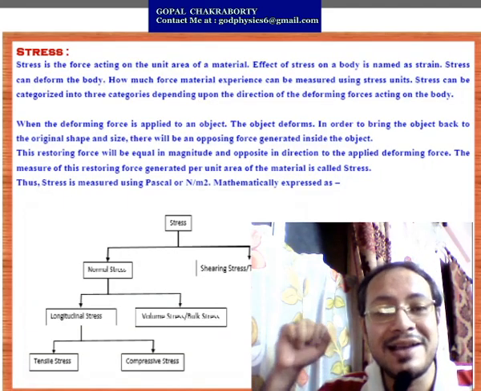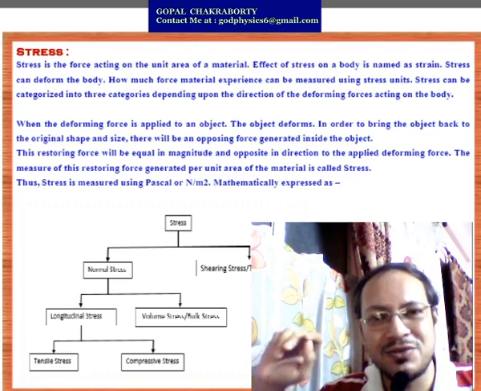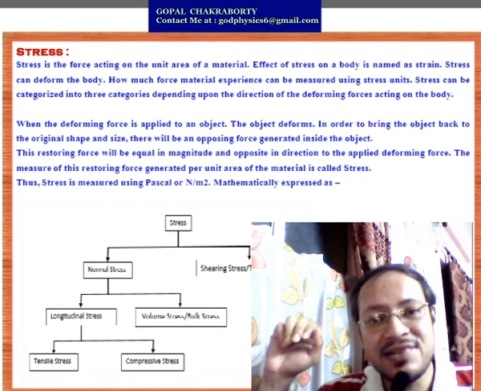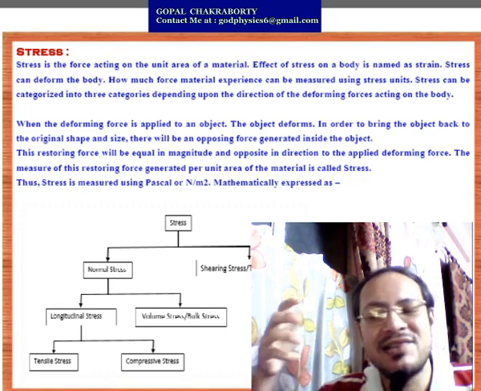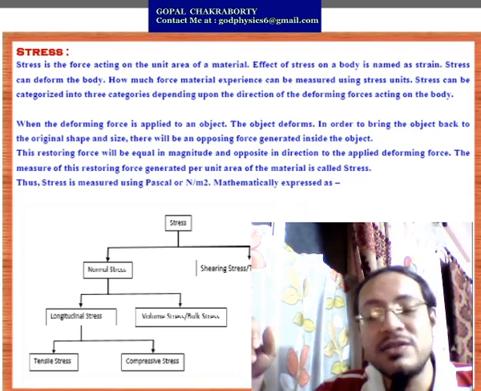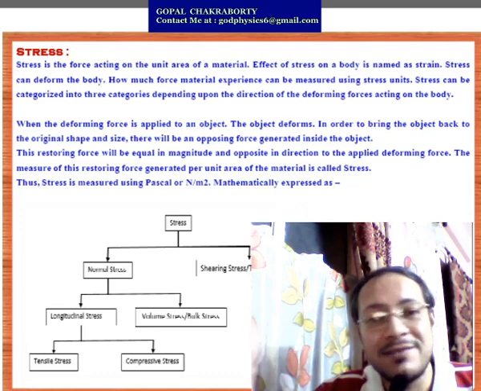To know the elasticity, you need to know two terms. One is stress, another one is strain. So what is stress? Stress is strictly defined as force per unit area. But students, you need to know what that force is.